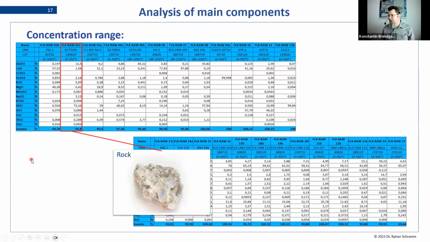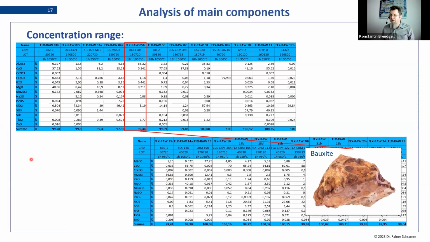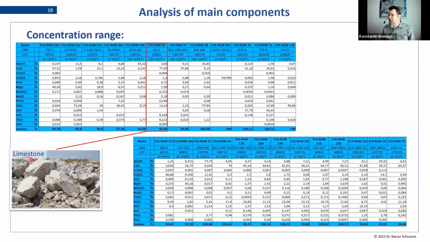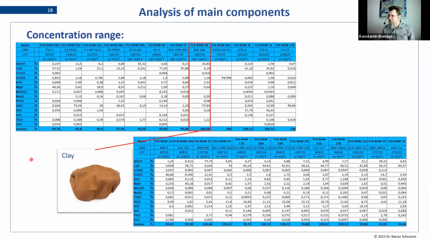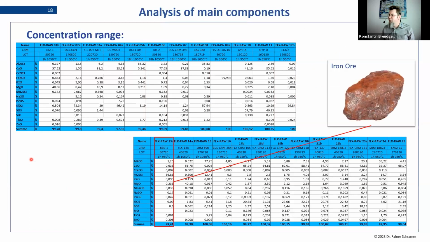Then the next one, we have some rock samples. We have some phosphate rock samples. We also have a bauxite, a high alumina sample. We have a limestone in there. We have a clay, we have quartz, high silica, and we have iron ore.